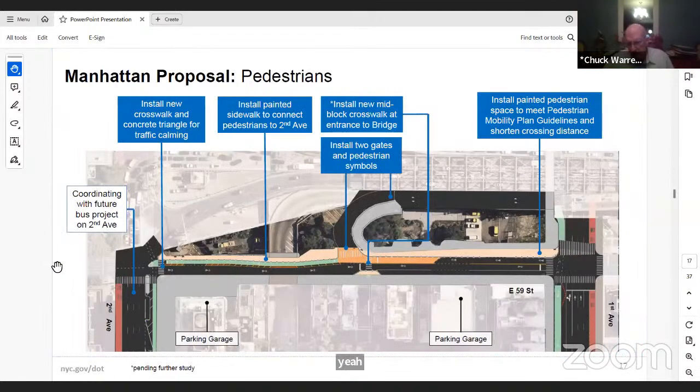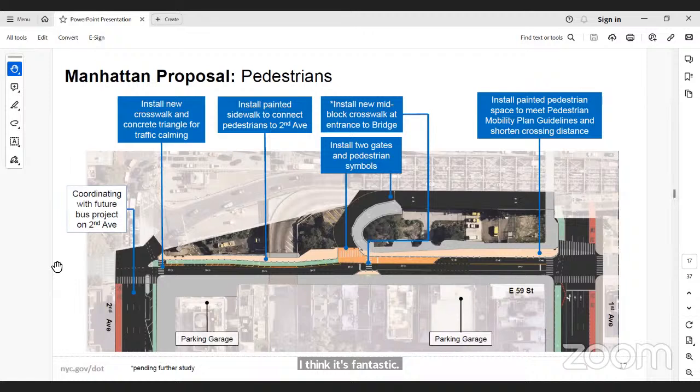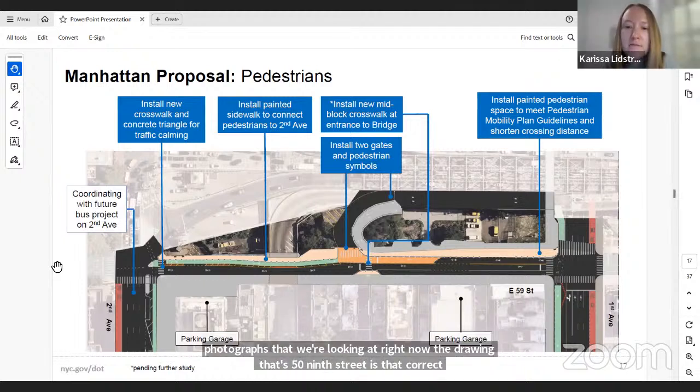Judy Schneider, I believe, is next. Yes, thank you. I thought it was an excellent presentation. Now, I just want to make sure the photograph that we're looking at right now, the drawing, that's 59th Street. Is that correct? That's correct. Okay.